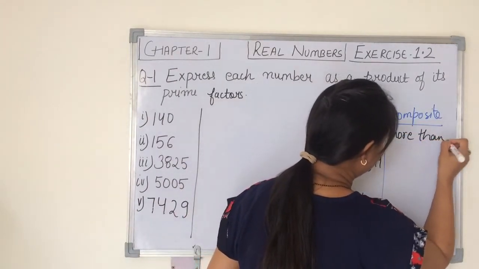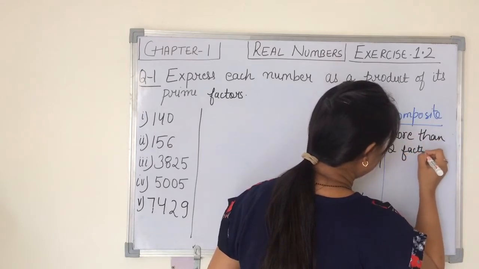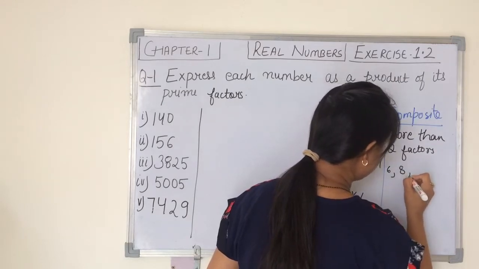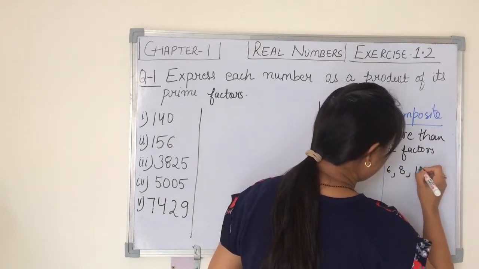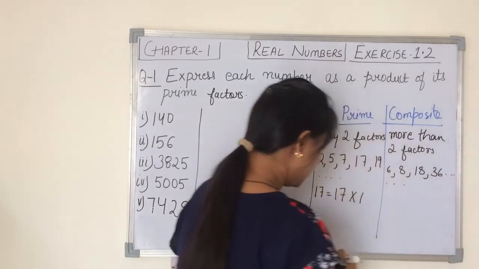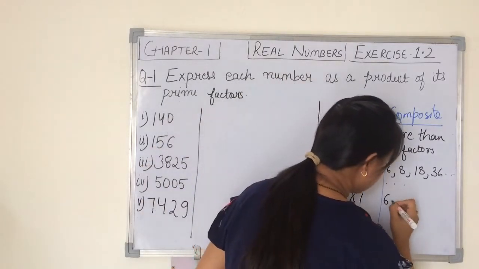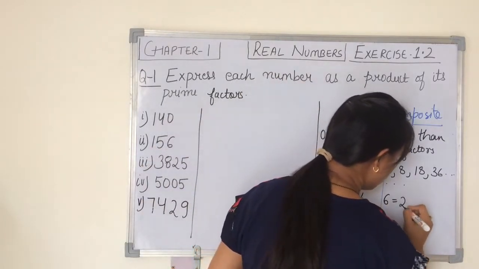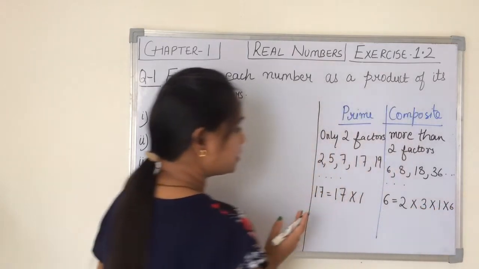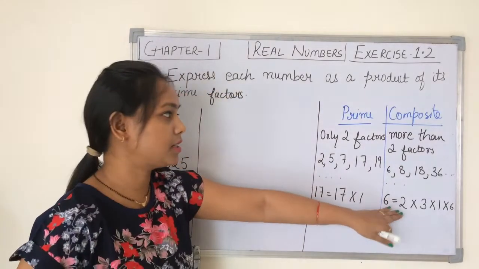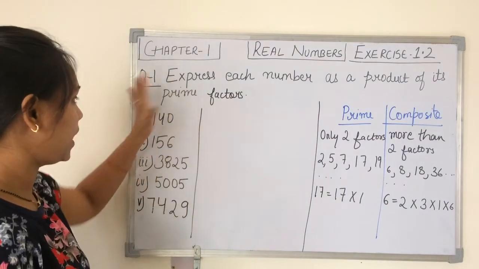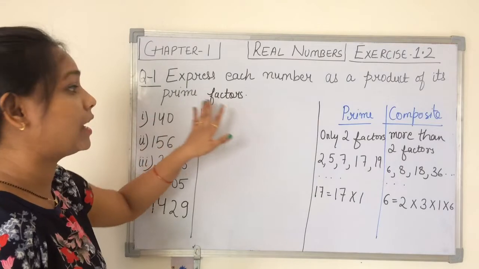More than two factors. For example, composite numbers are 6, 8, 18, 36 and so on. Let's take an example, 6. So the factors of 6 are 2, 3, 1 and 6 itself. Since it has more than two factors, 6 comes under composite numbers. Fine. So in this question we have to express these numbers as a product of their prime factors.